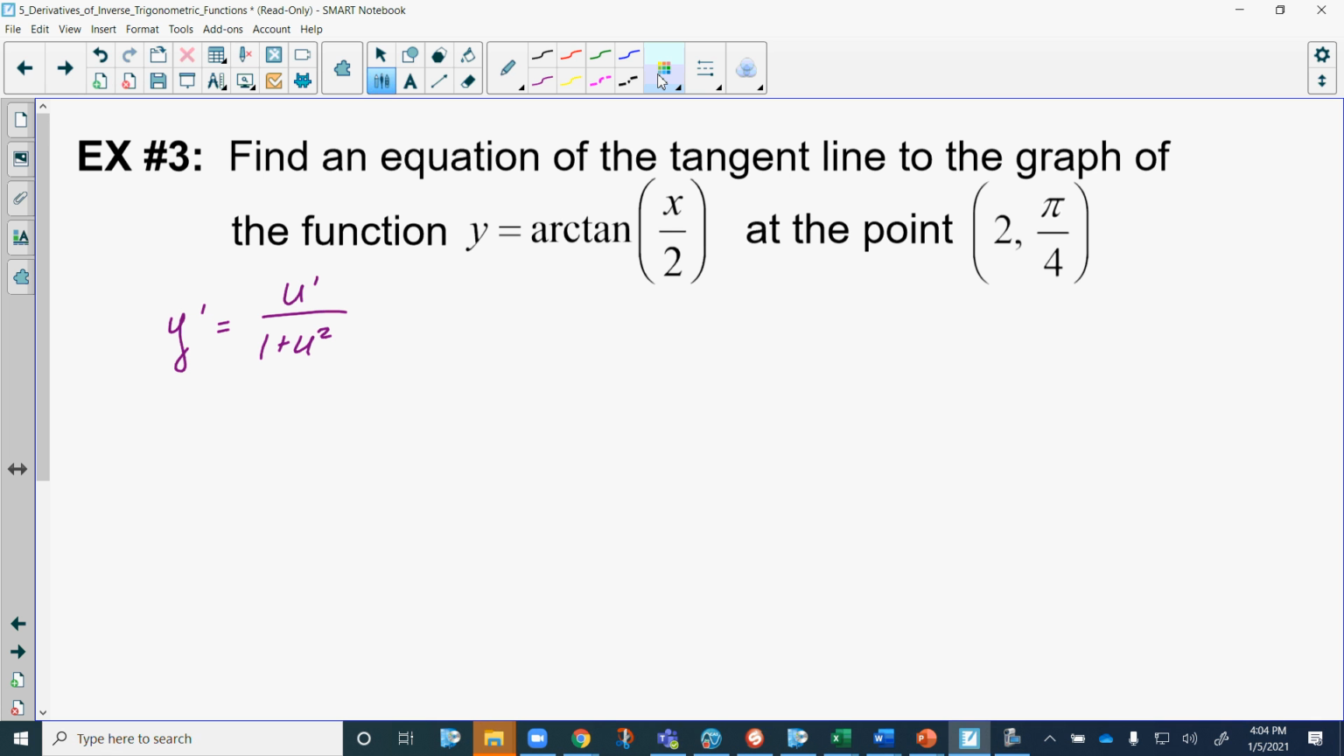In this case, u is going to be, you can think of it as 1/2 x or x over 2, whichever you prefer. So u squared would be 1/4 x squared, or you can think of it as x squared over 4, whichever you prefer. And u prime, in this case, would just be 1/2.